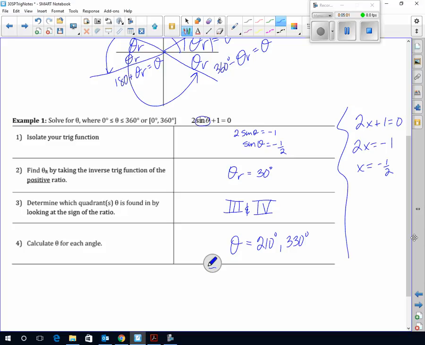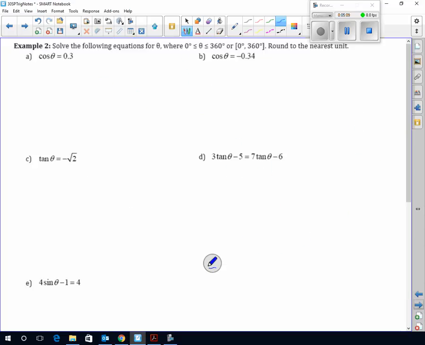Let's move on here. Oh, that was my only example? I guess so. This next one is not an exact value, so we're going to take out our calculator right now. Make sure your calculator mode is in degrees.